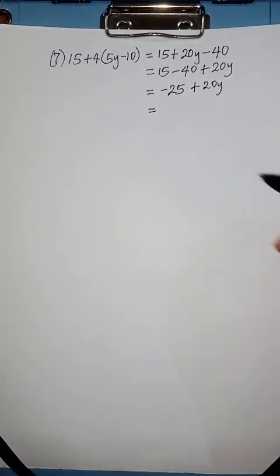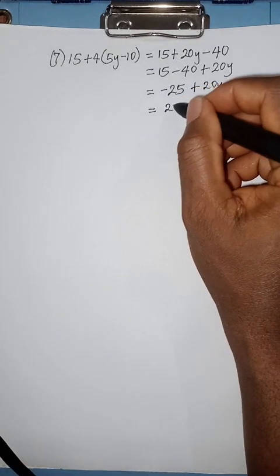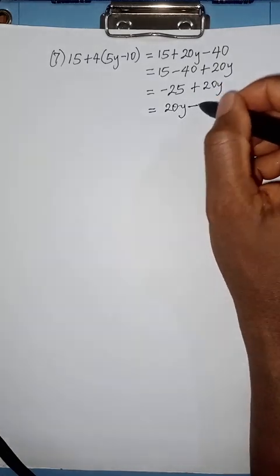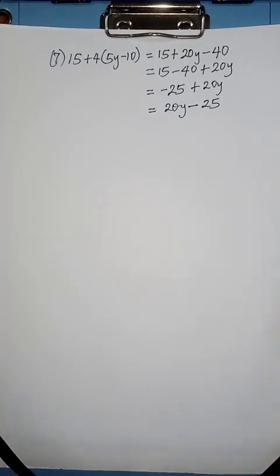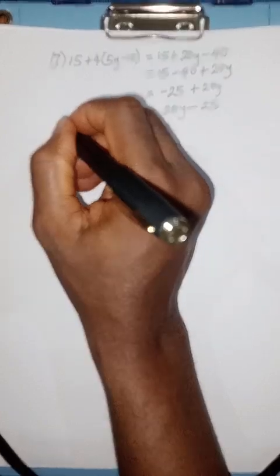You can also leave your answer in this form, plus 20y minus 25. Either this or this, it's correct. It's just for you to understand what you're doing. And move into number 8.